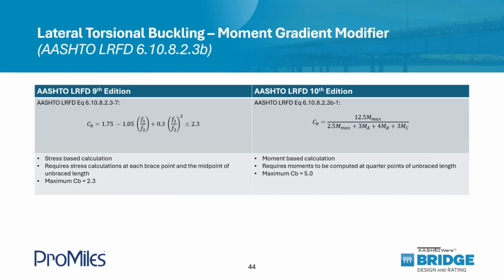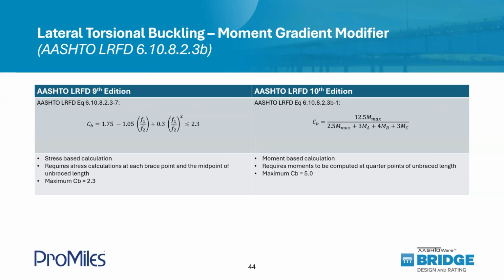The new moment gradient modifier equation requires moments at the quarter points within the unbraced length. And so consequently, these points have been added to the FE model. So you might see a lot more nodes in the finite element model when comparing the 10th edition versus the 9th edition specs.